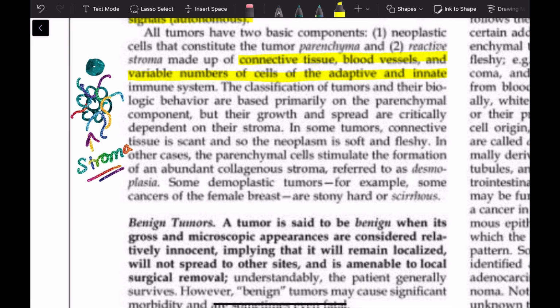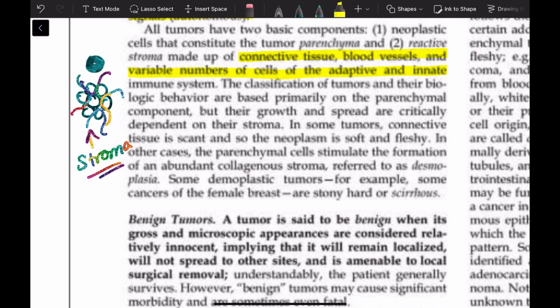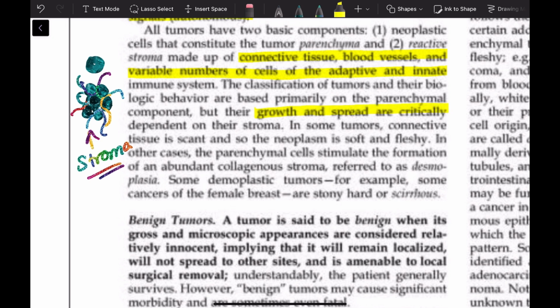The classification of tumors and their biological behavior are based primarily on the parenchymal component, but their growth and spread are critically dependent on their stroma. We classify tumors based on their parenchymal component. These cells that make up the tumor, we classify into benign and malignant based on the genetic composition of these cells. But their growth and spread are critically dependent on the stroma also.